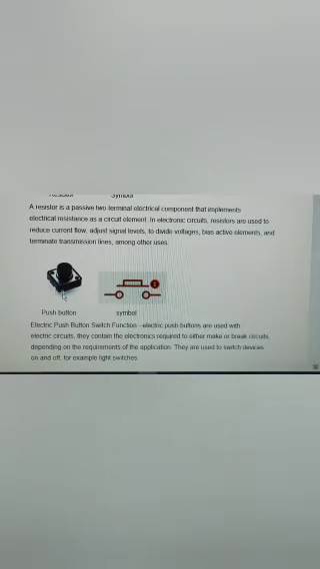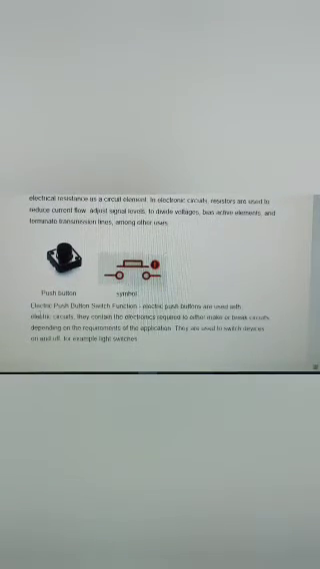Next, push button and the symbol. Electric push button switch function. Electric push buttons are used with electrical circuits. They contain the electronics required to either make or break a circuit depending on the requirement of the application. They are used to switch devices on and off, for example, a light switch.